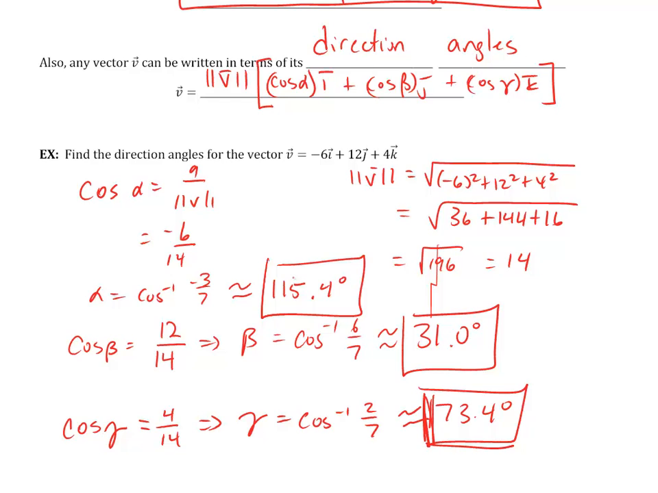All right, and so that's how we do vectors in space. The last thing we're going to look at in the next lecture is how we multiply these vectors in a new way, something called the cross product.